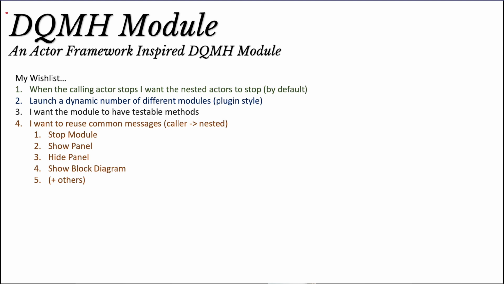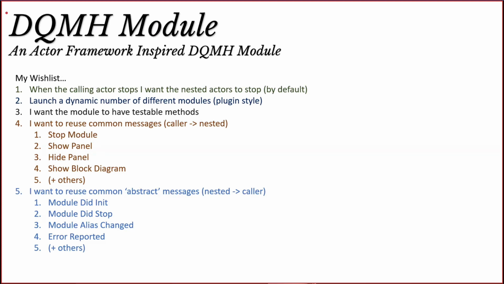I want the modules to have testable methods. So there is the DQMH tester, where you can test all of the functionality. But if I'm writing test routines using the LabVIEW unit test framework, I want all of those methods to be a bit more concise in individual VIs. And then here are the big ones. I want to be able to reuse common messages. So all messages from the caller to the nested module, like stop module, show panel, hide panel, show block diagram, and I've added a couple more. If I have 20 modules, every one of those modules is able to do these things. And so I want to be able to share that message. I don't want to have to send individual messages to each individual module. I just want to use one message, essentially in a for loop.